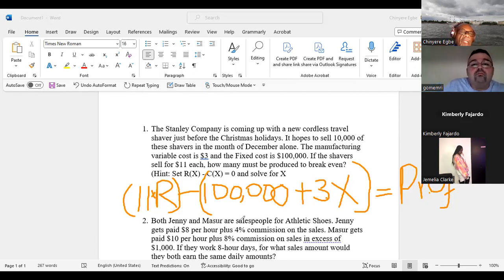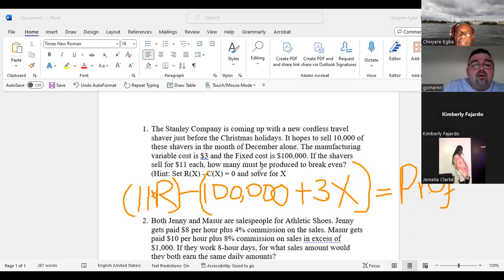Break even is the minimum quantity that you must produce in order to make a profit. That's your break-even point. At that point, you make zero loss, zero profit. So what is the minimum number of shavers that you must manufacture to make a profit? Now this is where the equation becomes interesting. I'm going to erase that. Take your notes so that you can follow from your notes.